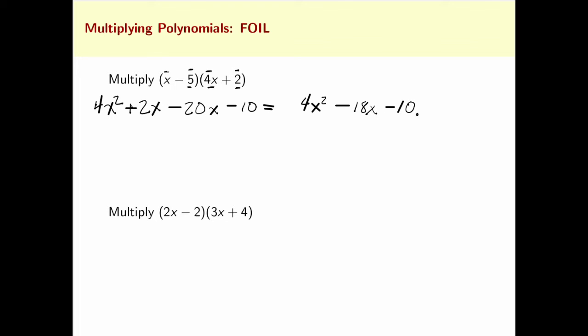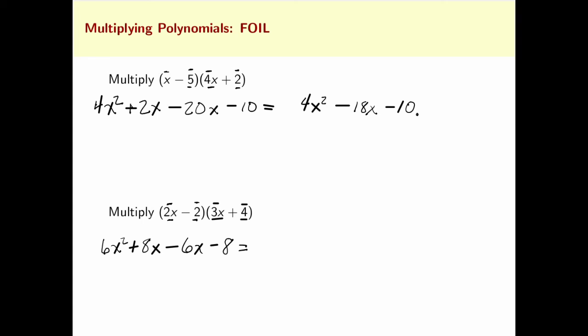Next, let's look at an example where both of the x's have coefficients. First times first gives me 2x times 3x, that is 6x squared. The outer terms, 2x times 4 gives me plus 8x. The inner terms, minus 2 times 3x is minus 6x. And then the last terms, minus 2 times 4 is a minus 8.